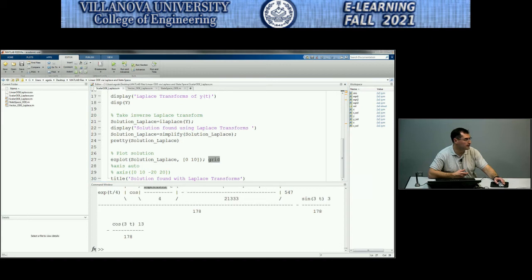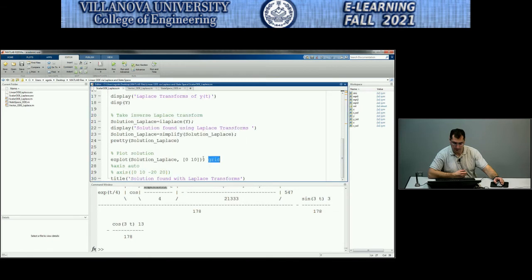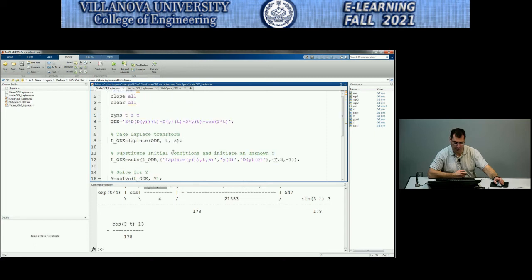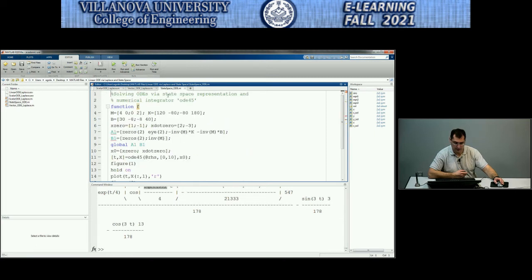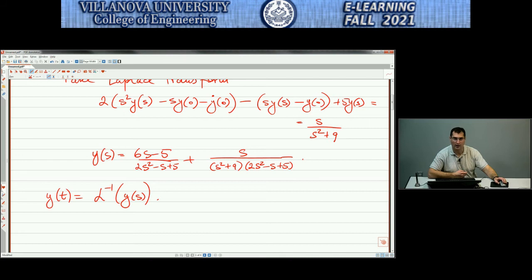So this is my solution. This is the plot of the solution of the differential equation. Okay, so y of t versus t. This is how you solve scalar differential equations using Laplace transform. And my next example would be to show you how to solve systems of differential equations using state space representation, but that would have to be done numerically.